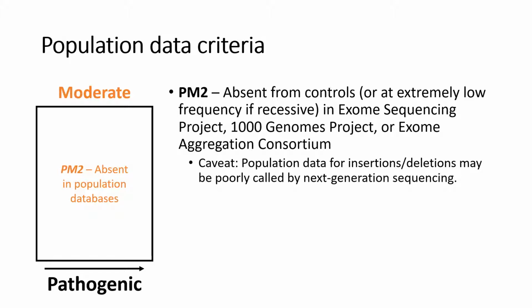Lastly, as with evaluations of any population data, it is important to consider the limitations of the database being used. For example, if the variant is absent from next-generation sequencing data, one should confirm that the read depth is sufficient for an accurate call at the variant site versus appearing absent due to a lack of coverage. It is also important to keep in mind that population data for insertions or deletions may be poorly called, which is an established limitation of next-generation sequencing.